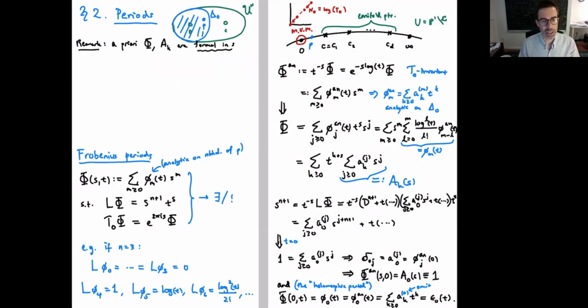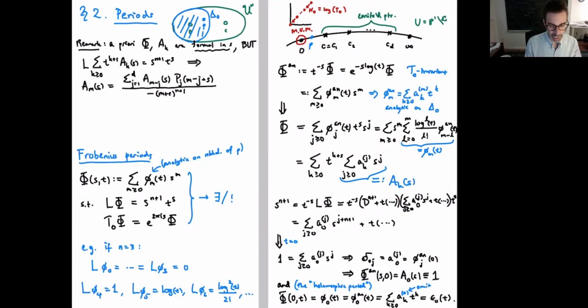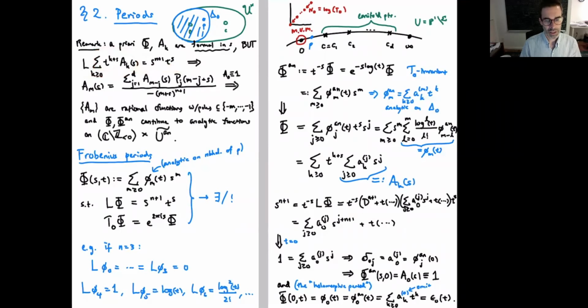I just note here that a priori, this magical generating series phi and the a_k's defined here are formal in s. But in fact, because applying L to phi and getting this s to the n plus 1 t to the s inhomogeneous term implies a recurrence on the a_m's, you find that since a_0 is identically 1 as well, you get formulas for the a_m's as rational functions with poles in the negative integers. And so you find in this way that this formal thing phi is really a bona fide analytic function on C minus the negative integers in s and the universal cover of U in t.